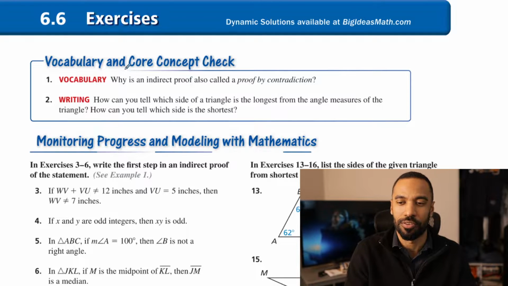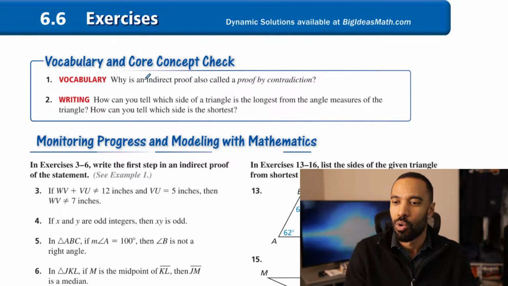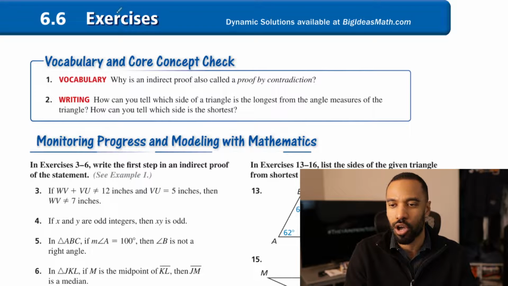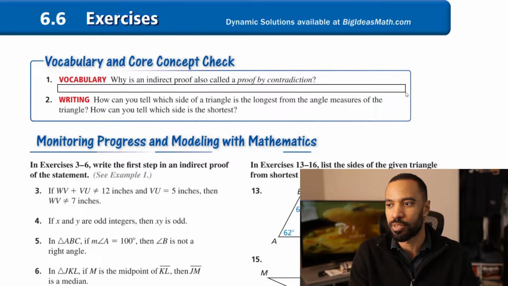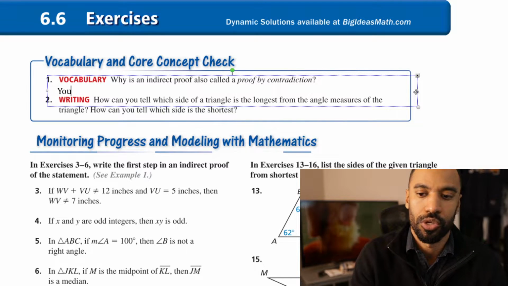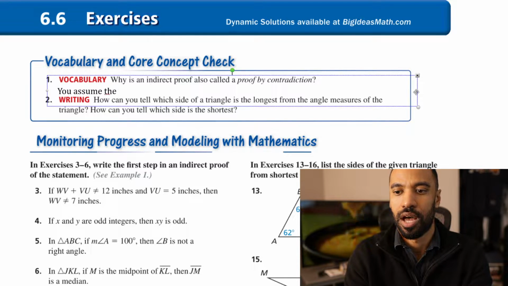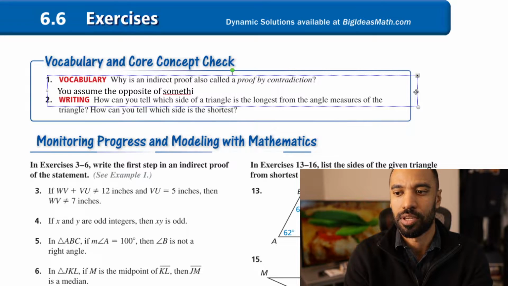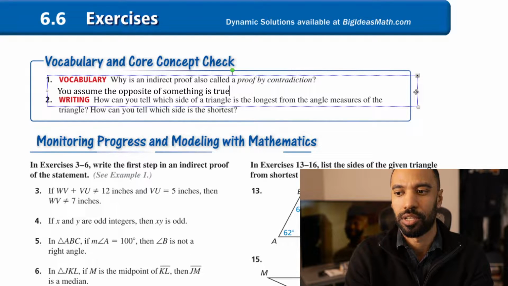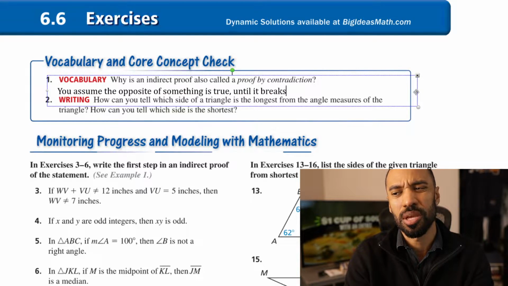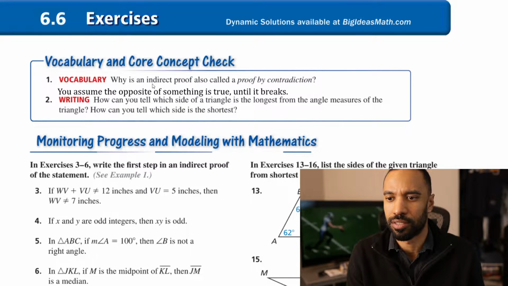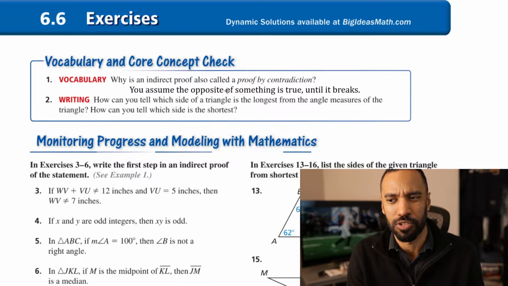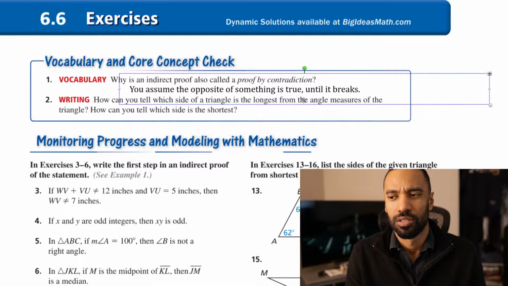Let's first start with the vocabulary and core concept check. Why is an indirect proof also called a proof by contradiction? Because you assume something's true until it doesn't work. You assume the opposite of something is true until it breaks. Or something along the line, basically, right? You look at the false version of something. I think it's kind of how they say it. You look at the false version of something, and then you kind of work on that thing.